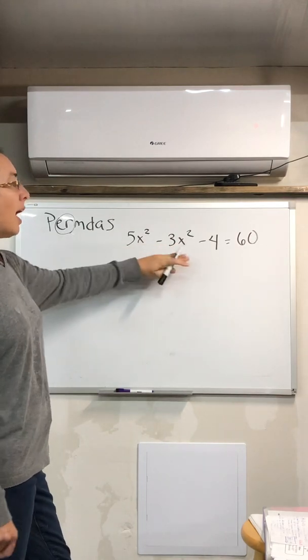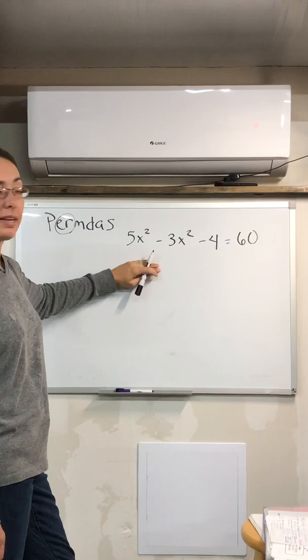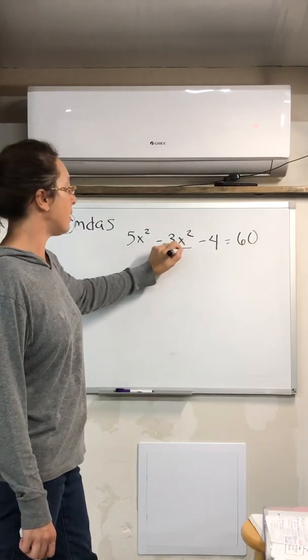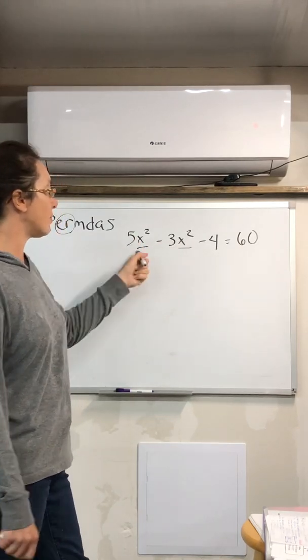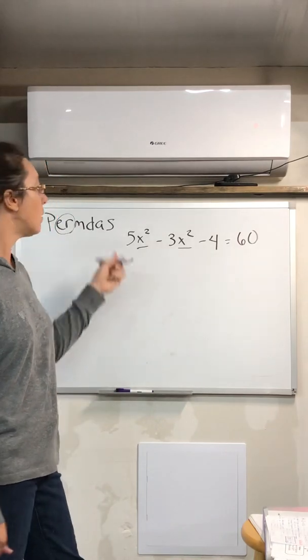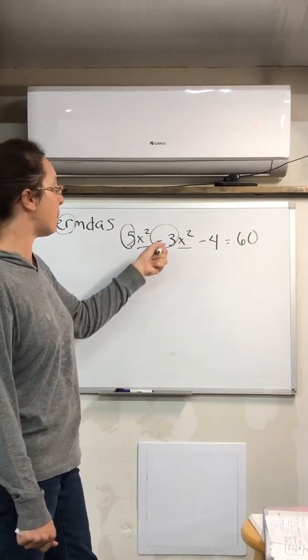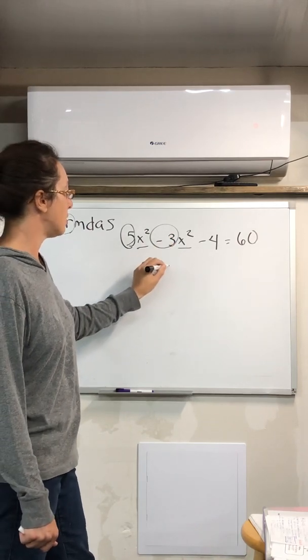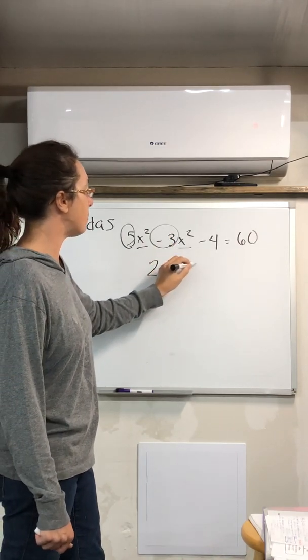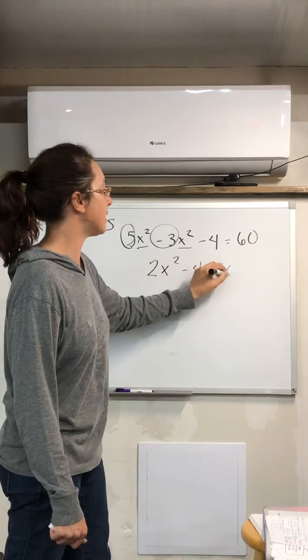Now, I want to simplify my problem before I can solve for x. I know that I have an x squared and an x squared. Remember, these are similar families, so all we have to do is combine the coefficients. 5 minus 3 is 2. So now I have 2x squared minus 4 equals 60.